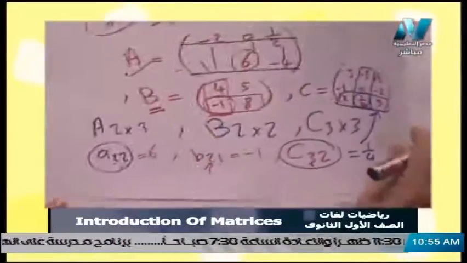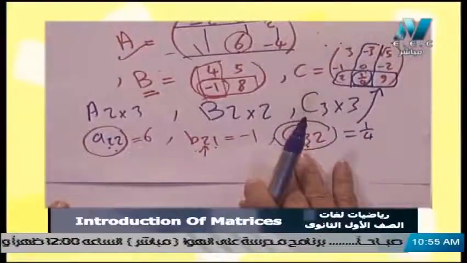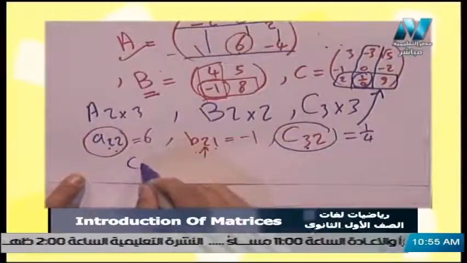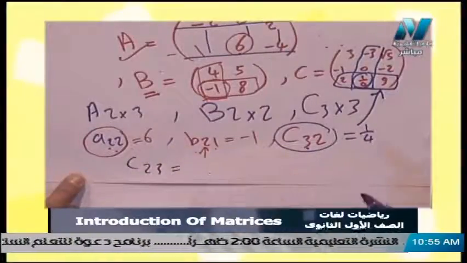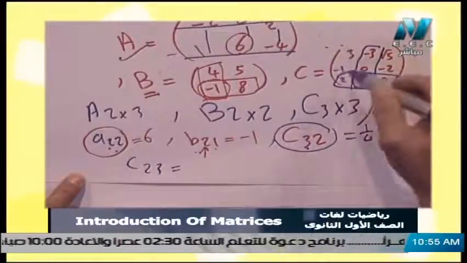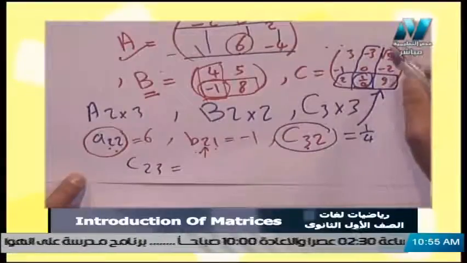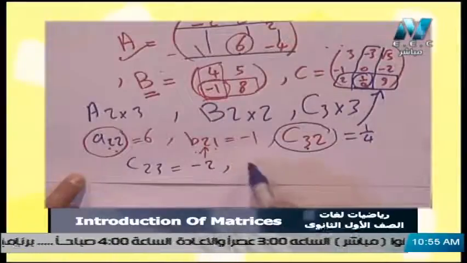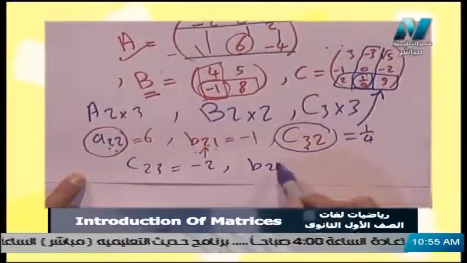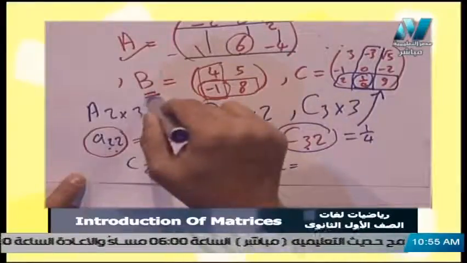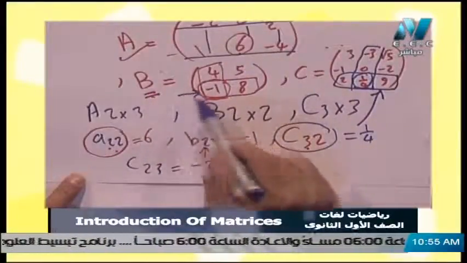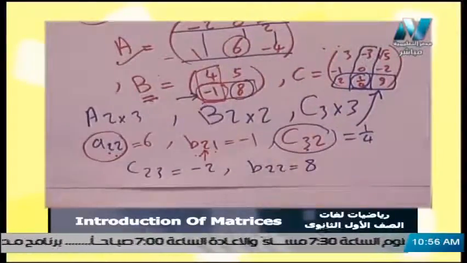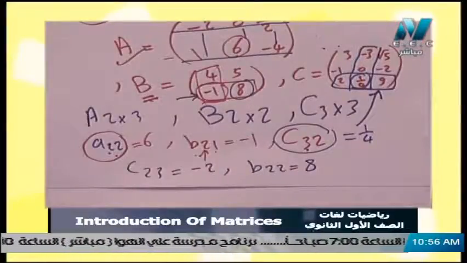Let's practice another one here. If we have C23, what is C23? C2 means the second row, 3 means the third column, so it's -2. Now b22. b22 lies in the matrix B, the second row and second column, so it equals 8. Now we will move to another example here.